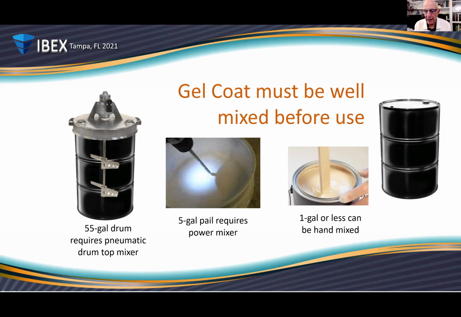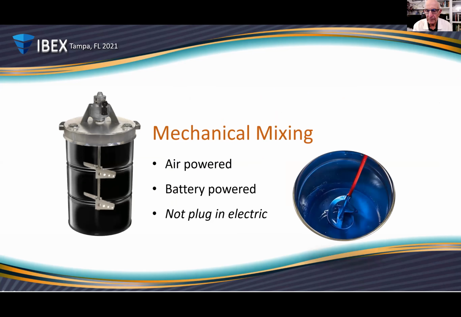You really need to pay a lot of attention to proper mixing. With mechanical mixing, air-powered mixers are always preferred in a composite shop. If not, a battery-powered drill or something to that effect is okay. And as I mentioned earlier, not plug-in electric. That's not appropriate for mixing any of these materials that have styrene, or in particular MMA monomer, which is rather volatile.